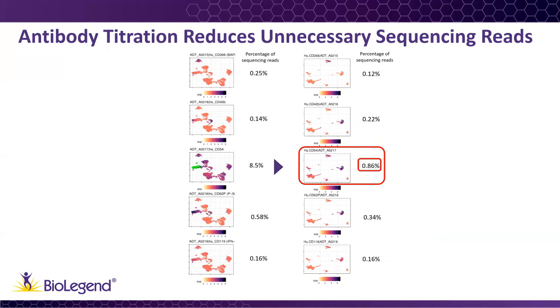On the left-hand column, we see the results of a staining experiment with an unoptimized concentration of anti-CD54. A total of 8.5% of pass-filter sequencing reads are attributed to this antibody. On the right-hand column, we see the results of a subsequent staining experiment with a panel containing an optimized concentration of anti-CD4. In this case, we're able to reduce the percentage of sequencing reads attributed to this antibody by approximately 10-fold, while still obtaining good discrimination.